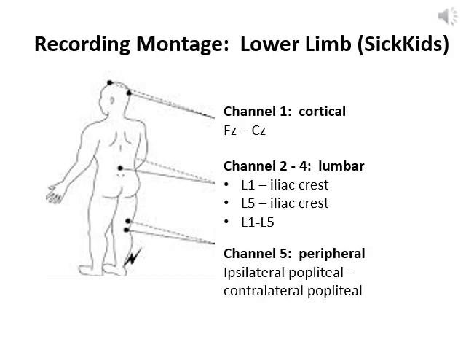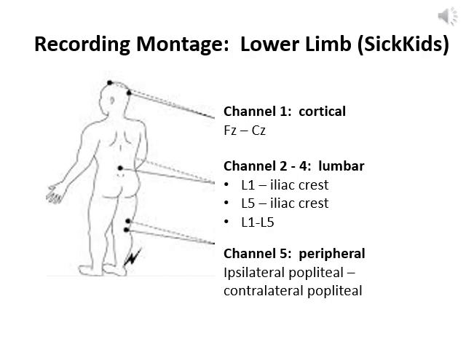At SickKids, our recording montage is a little different to make it easier to apply the electrodes and to see the waveforms. The cortical response at channel 1 is recorded at the vertex, or CZ, referenced to a frontal electrode FZ. The lumbar responses are recorded from the L1 vertebrae referenced to the iliac crest, L5 referenced to iliac crest, and L5 referenced to L1. This allows us to identify the lumbar waveforms by observing a phase reversal between the iliac crest L1 montage and the L5 L1 montage.